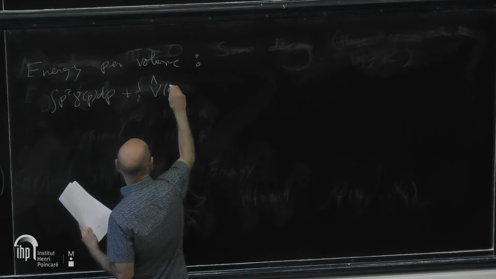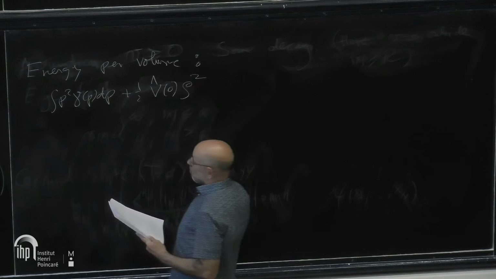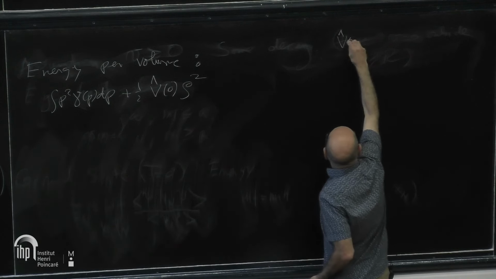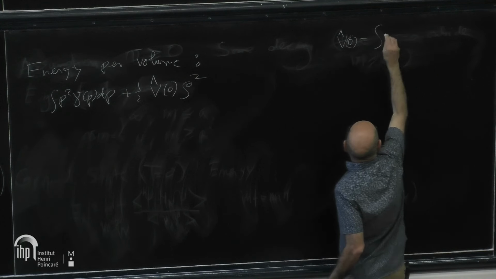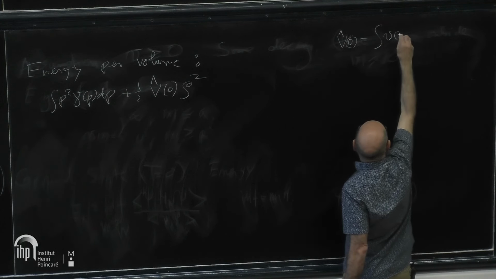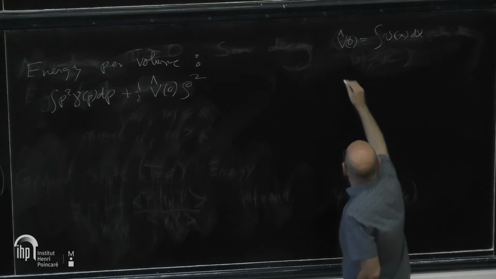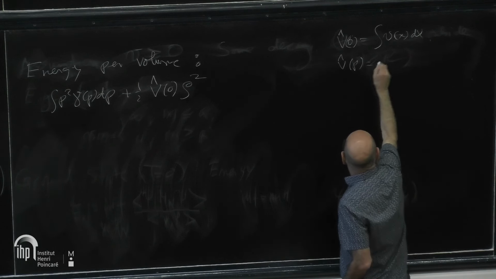Then I get the term that Bogolyubov found, the integral. So V hat of zero, I'm just using the Fourier transform notation. That's just the integral of V of x dx. So in general, I'm using the Fourier transform.